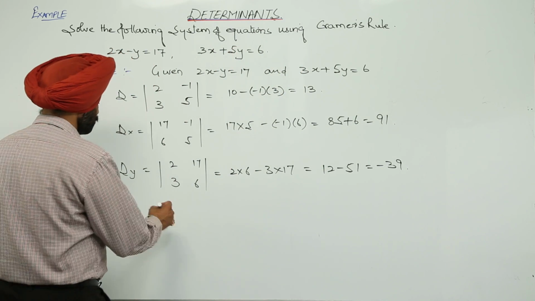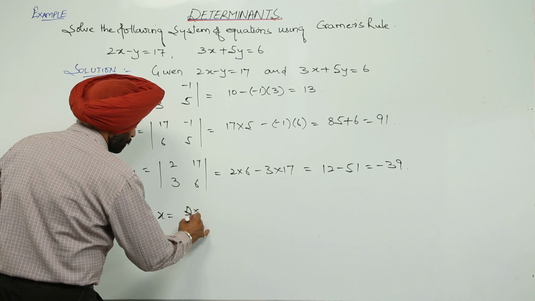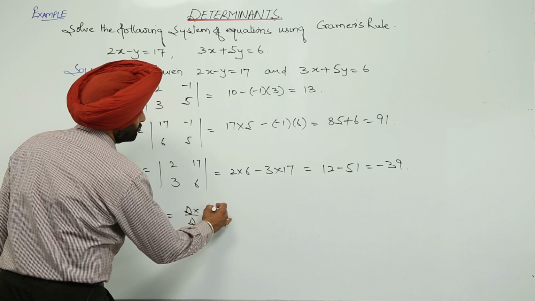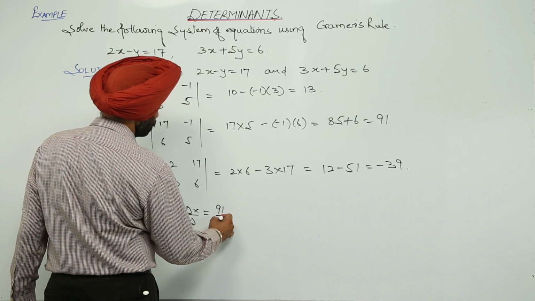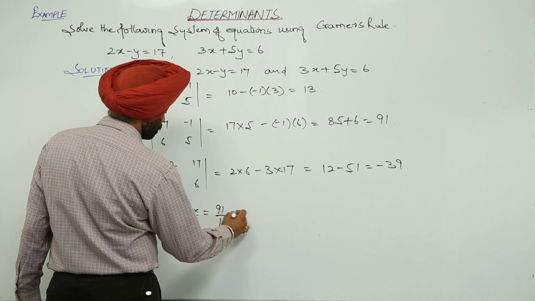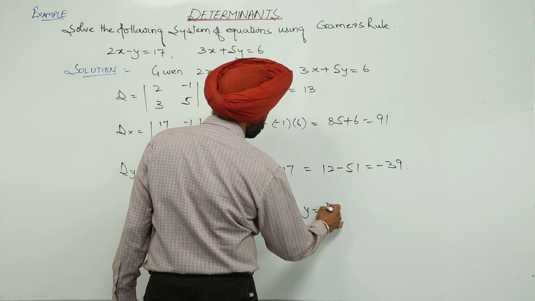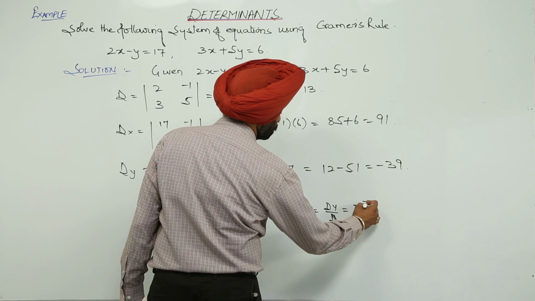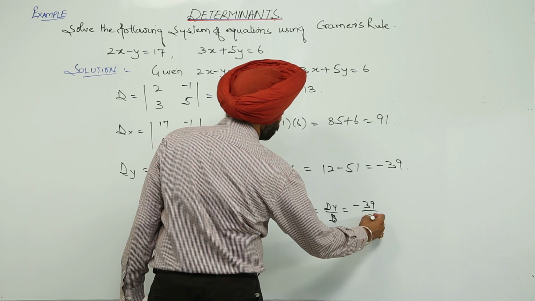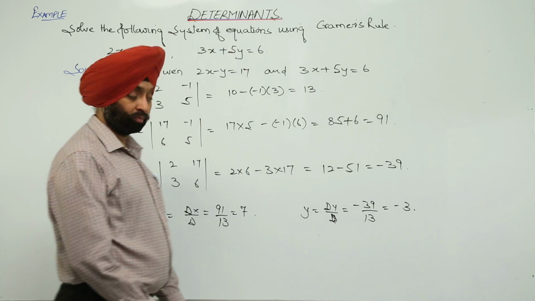Okay. Now x is equal to Dx upon D, that is 91 upon 13, this is equal to 7. y is equal to Dy upon D, this is equal to negative of 39 upon 13, this is equal to negative of 3.